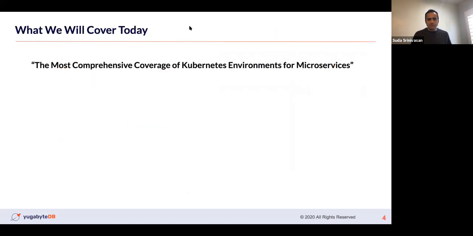Now, as part of the 2.7 release, the other thing I want to mention is that YugabyteDB has been supporting Kubernetes. You can deploy YugabyteDB in a Kubernetes environment, and we have supported it since pretty much the beginning. But one of the themes that we chose for this release was how YugabyteDB 2.7 offers the most comprehensive coverage of Kubernetes environments for microservices.